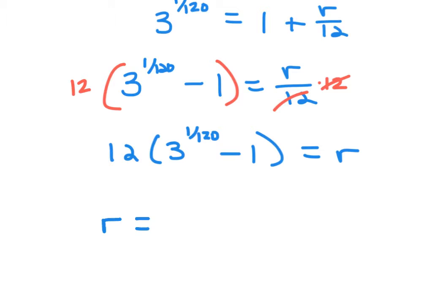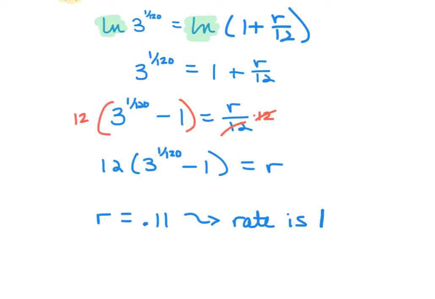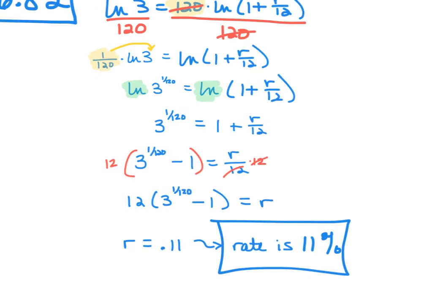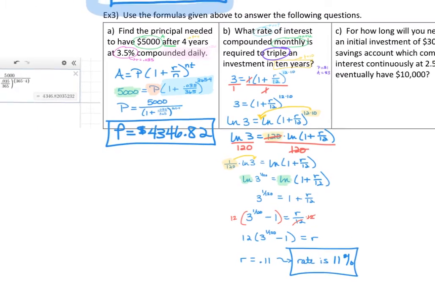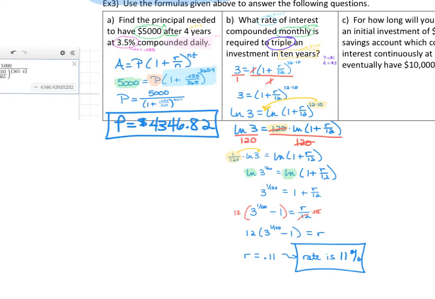It should give you something like r equals 0.11 and some stuff. But what you want to do is say the rate is 11%, because you want to give rates as percentages. I'm just going to zoom out on that for a second. Go ahead and pause that before we go on to letter C and make sure that you understand how I solved that equation.